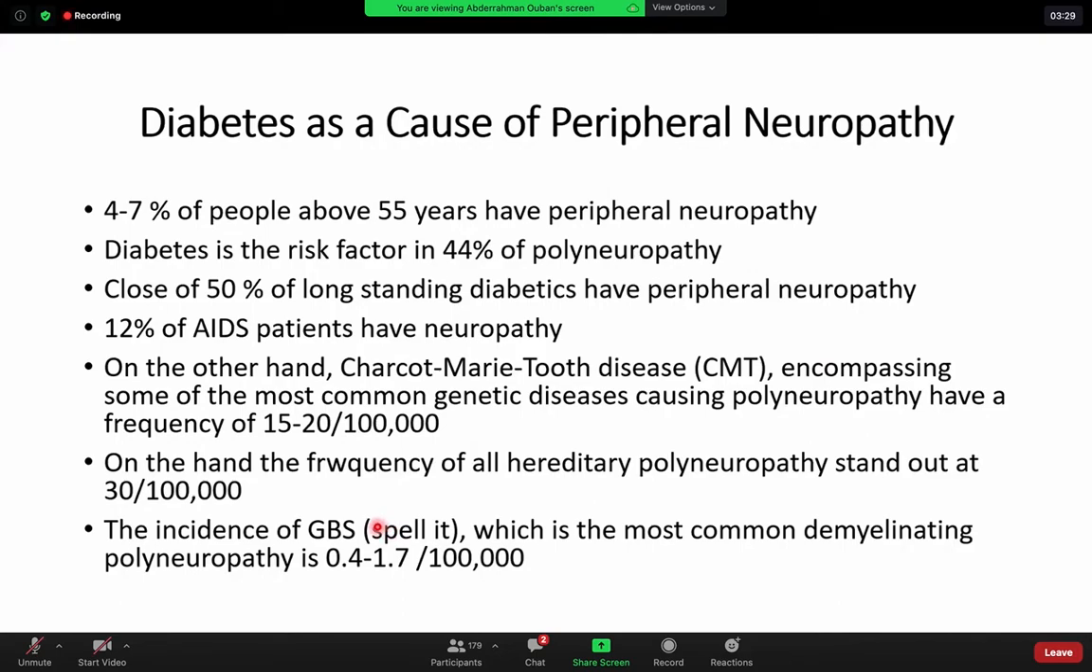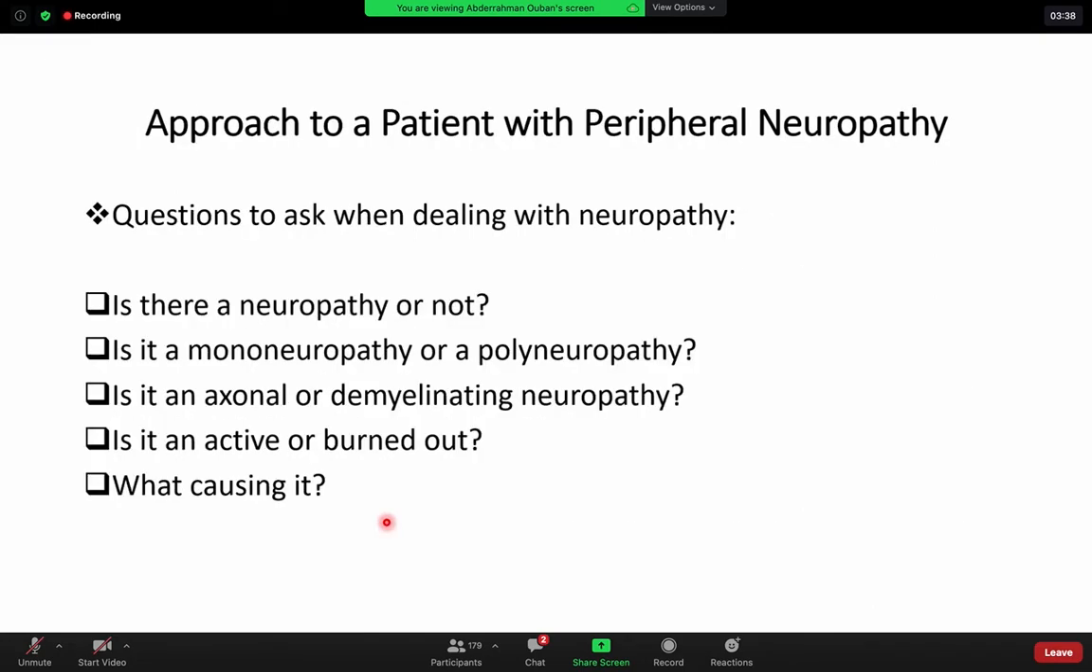We'll talk about it in a little bit of detail in the next few slides. It is the most common inflammatory demyelinating polyneuropathy overall. That is GBS. All right, so approach to a patient with peripheral neuropathy. How do you think about a patient who's presenting to you with this condition? How would you come to a diagnosis? How would you be able to split, if you will, the diagnosis to reach at least a working diagnosis of what the patient may be having?